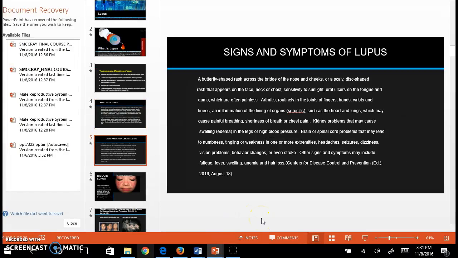We will now talk about the signs and symptoms of lupus. My daughter was diagnosed at age 13 when a butterfly-shaped rash appeared across the bridge of her nose and cheeks. Most people experience some form of arthritis in their joints. Some people experience painful breathing, shortness of breath, or chest pain. Kidney problems associated with lupus can cause swelling in the legs or high blood pressure. There are some cases when lupus affects the brain and spinal cord, which leads to numbness, tingling in one or more extremities, headaches, seizures, dizziness, vision problems, behavioral changes, even stroke. Other signs could include fatigue, fever, anemia, and even hair loss.